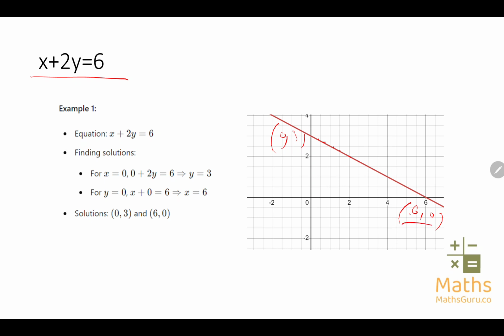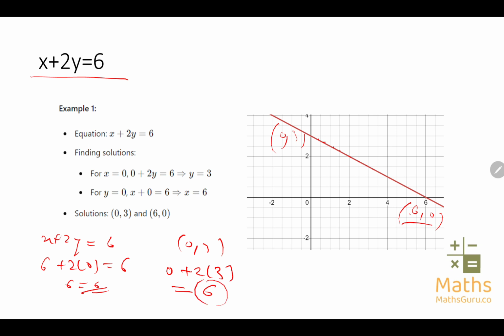Let's verify with (6, 0). If I replace in x plus 2y equals 6, x is 6, then 2 into 0, so 6 equals 6. It's a solution. Similarly for (0, 3): 0 plus 2 into 3 comes up to 6. This is the final solution. So these two points are solutions, and all the points on this line would be the solution.